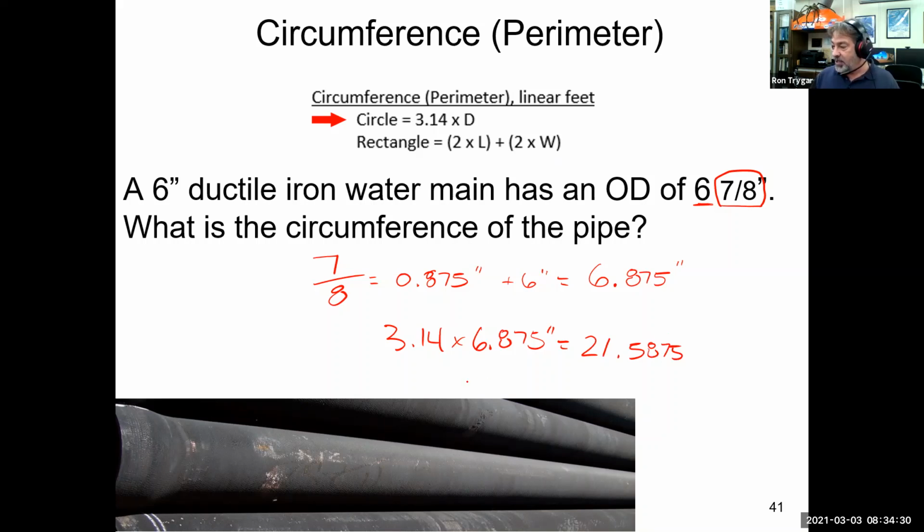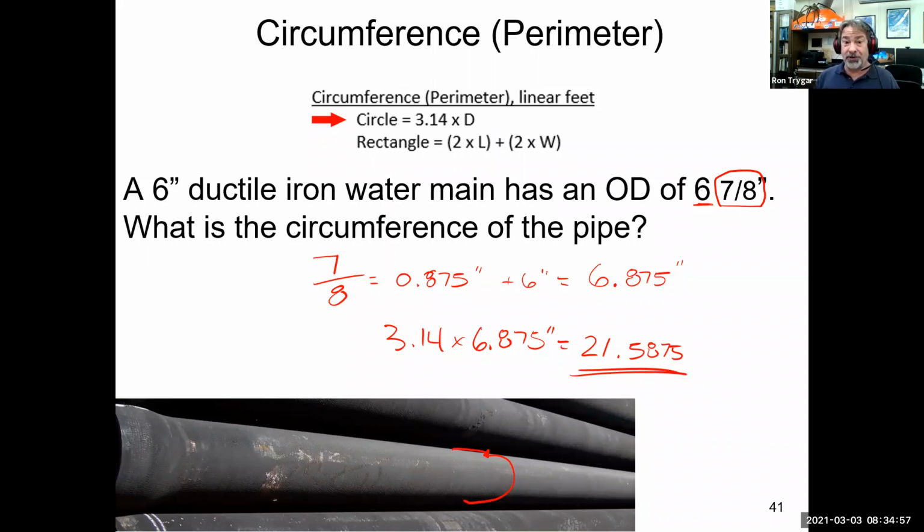This is the inches all the way around this pipe. If you come back around, it would be 21.5875 inches, or rounded up would be 21.59 inches. So that's how we do it. Linear inches. That's the distance in a line. All right, so I hope that helps you guys out.